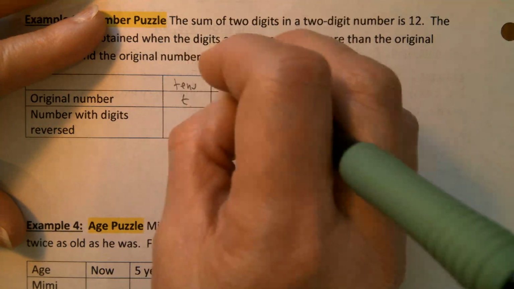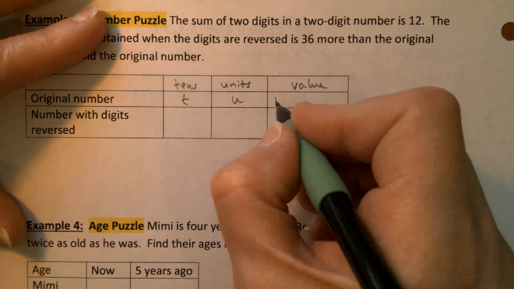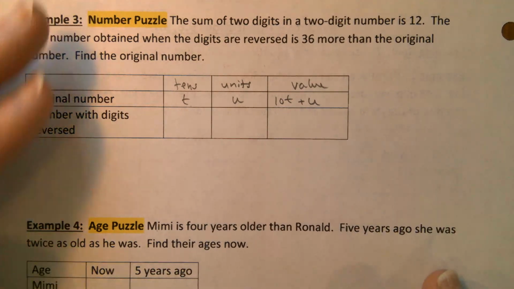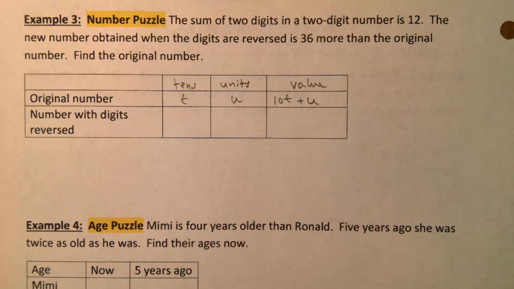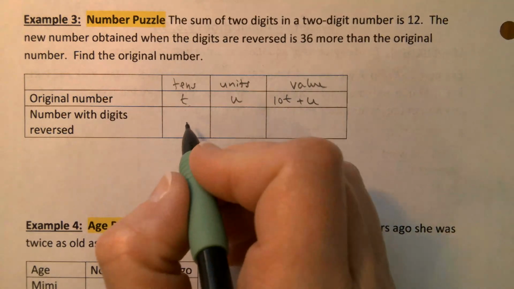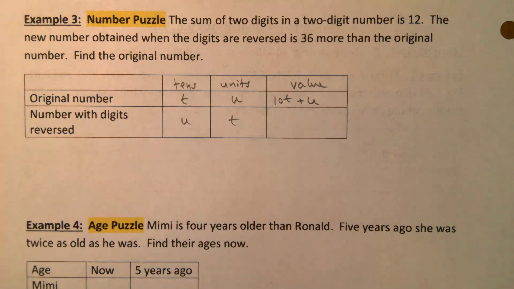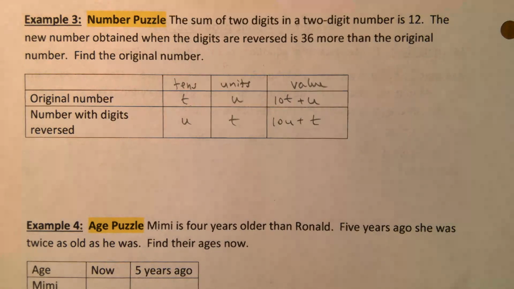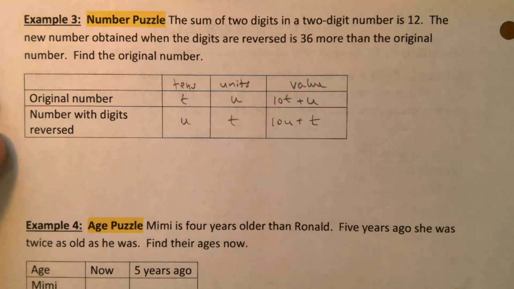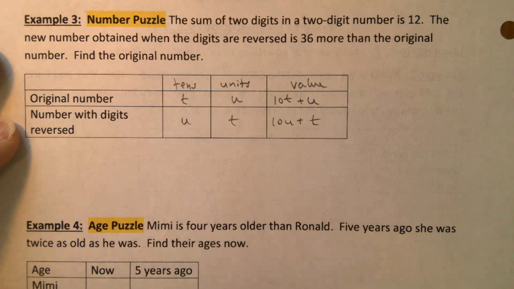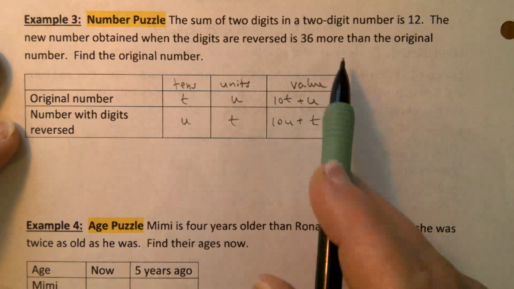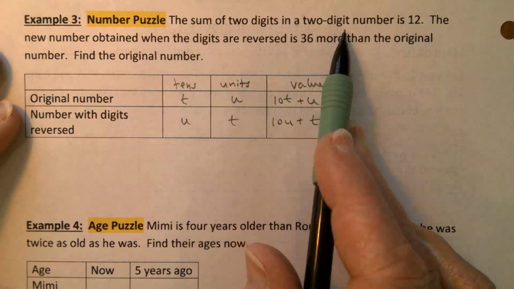So what we're going to do is say 10 times whatever the digit in the tens place is, plus whatever the digit in the units place is. That's the value of that number. When I switch them, all I'm doing is switching the variables. So this becomes 10u plus t. So my original number's value is 10t plus u, and my new number's value is 10u plus t. I'm going to use these to write my equations based on what they've given me.